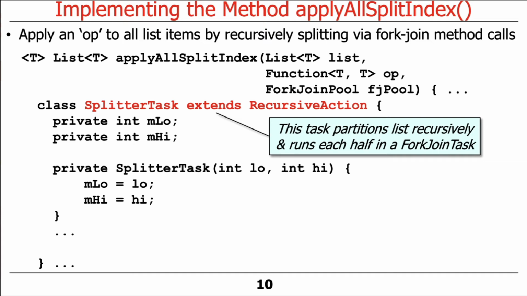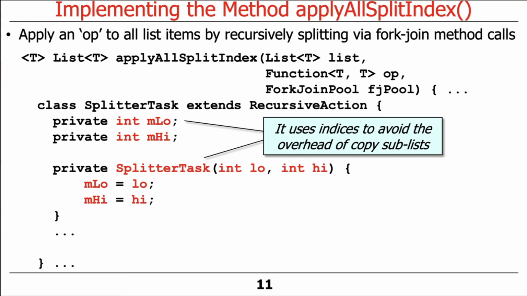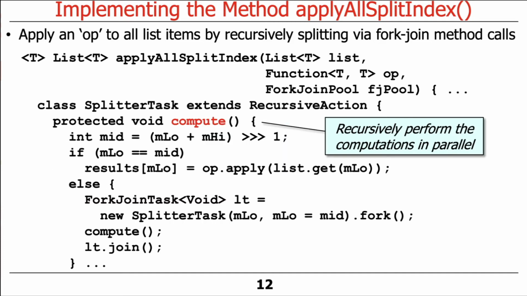Here's what things look like in this implementation. It's actually quite clever. As you can see here, what we're doing is recursively partitioning the list and running each half in a fork join task, except this time it's going to be a recursive action, not a recursive task. And we're passing in indices to avoid having to copy sublists. So by using this index-based approach, we don't have to make copies of each half of the list.